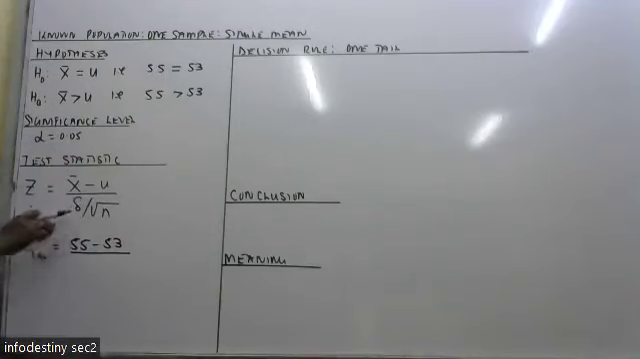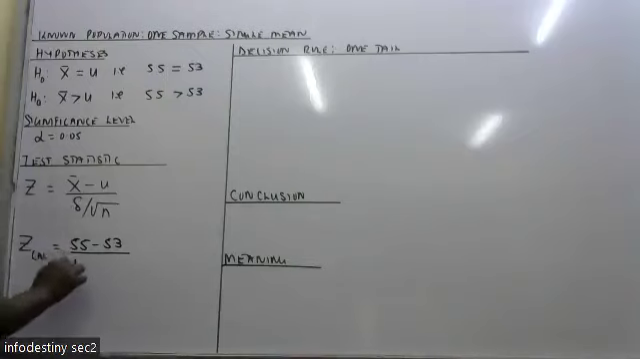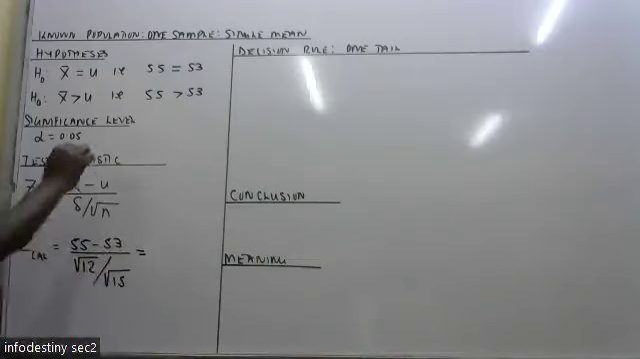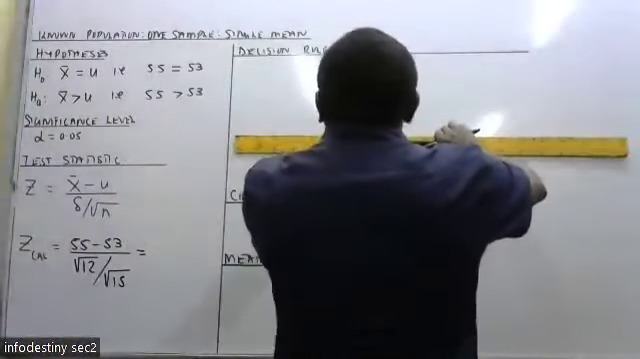You see here, this is standard deviation. But the question has given you variance, and you know that to get the standard deviation, you require the square root of the variance. The variance is 12, and then you divide by the square root of the sample size, which is 15. So you will get that. Copy that point as I draw the rule here.